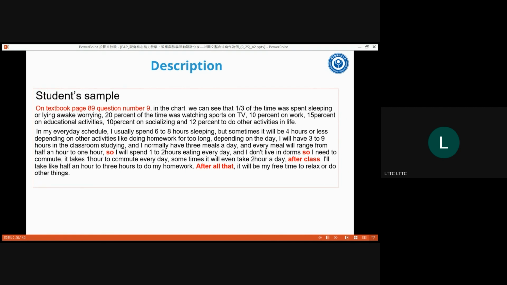Okay, so quotation, for example, on textbook page 89, question number 9, in the chart, you can see that something blah, blah, blah. So that's the description. And then also I asked them to write, how do they arrange their time? So they can write something about themselves. Okay, so there are some transitional words. So for example, so, after class, after all that. Okay, of course, there are some grammatical errors here.